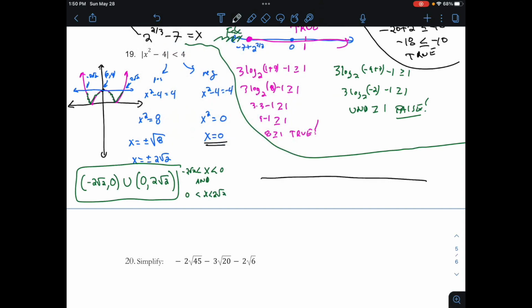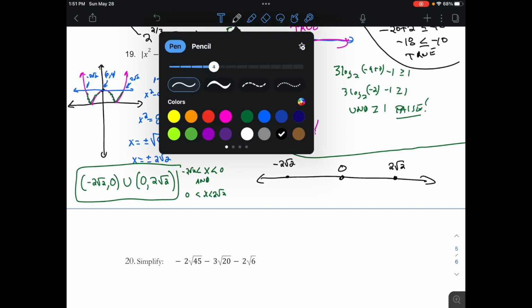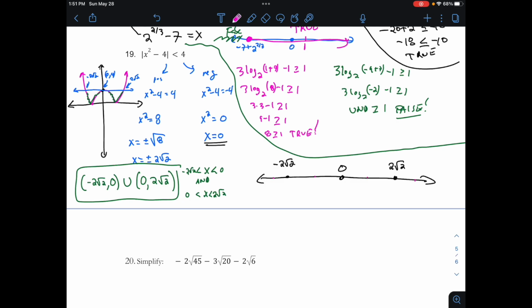Now if I wanted to test this on a number line, here's my 0 point, here's my 2 square root 2, here's negative 2 square root 2, so that would give you 4 regions to test. If I want to know whether x squared minus 4 is less than 4, I can plug in values from each region. So if I do negative 1 squared minus 4 less than 4, well, that's negative 3 less than 4, false. Oh wait, no, true. That is true. So this region here is true, because I just tested negative 1.